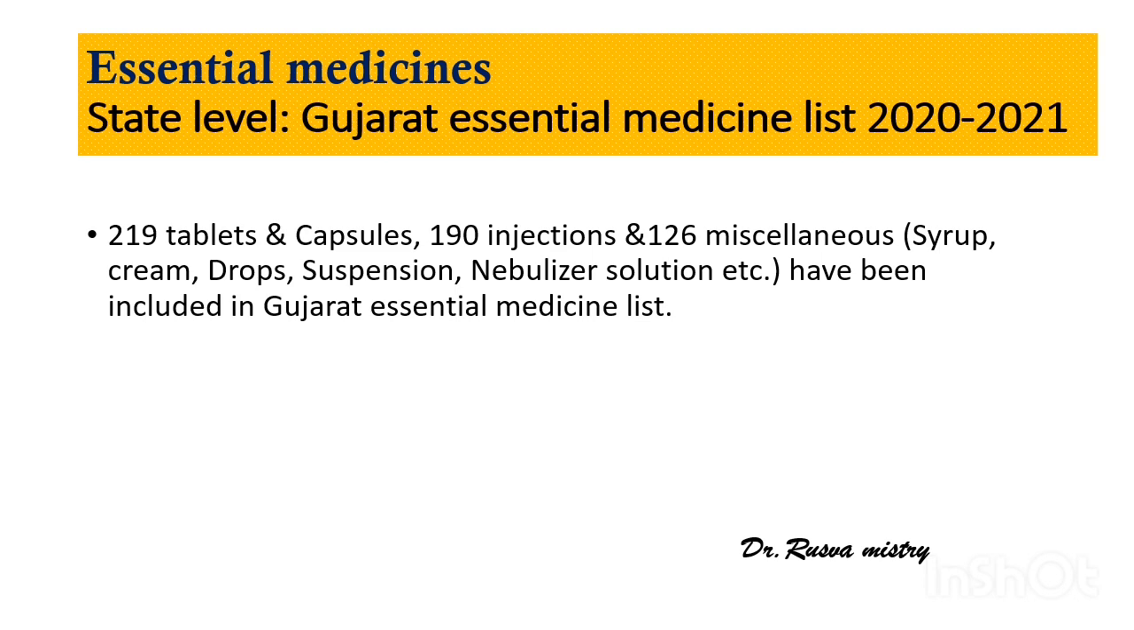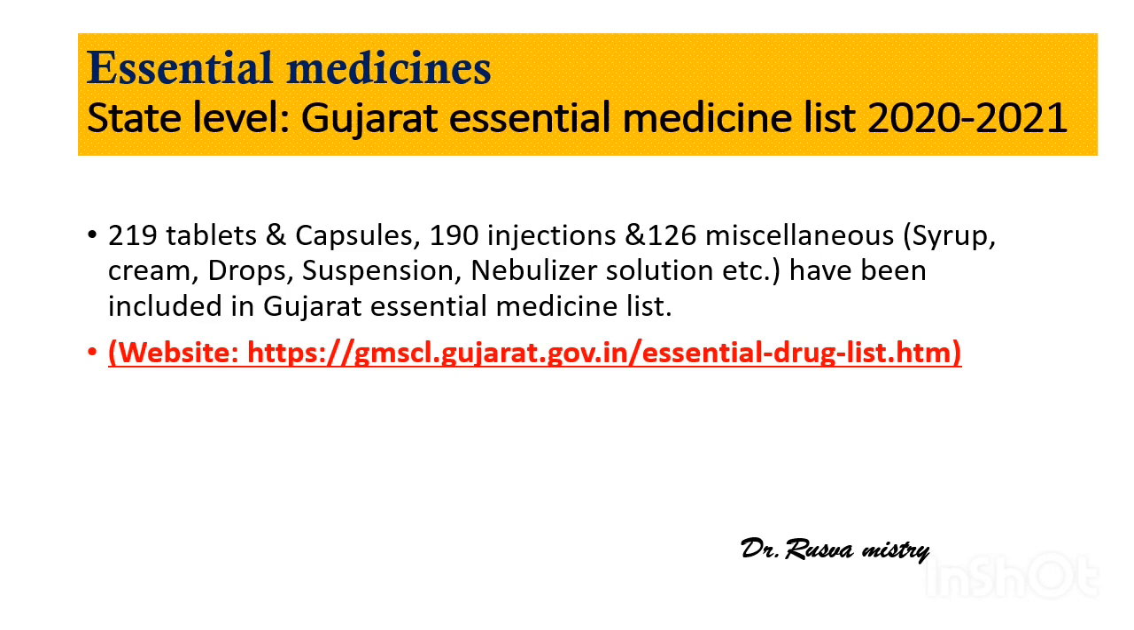It contains 219 tablets and capsules, 190 injections, and 126 miscellaneous items like syrup, cream, drops, suspension, nebulizer solution, etc. This is included in this latest list. This is the website reference where this list is given. In this website reference, everything is mentioned in detail regarding which areas are to be covered in primary, secondary and tertiary healthcare systems.